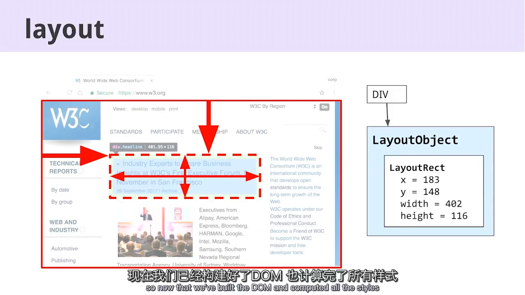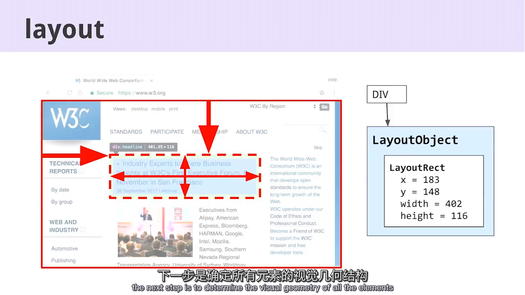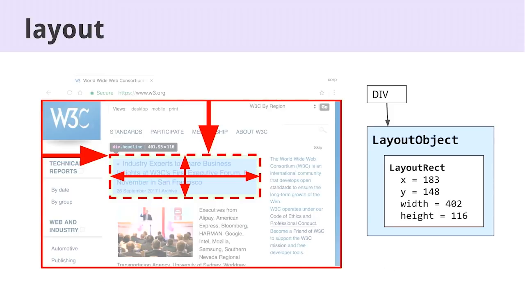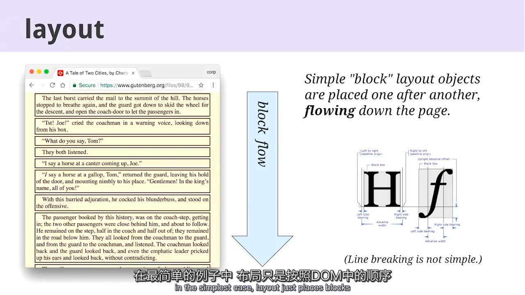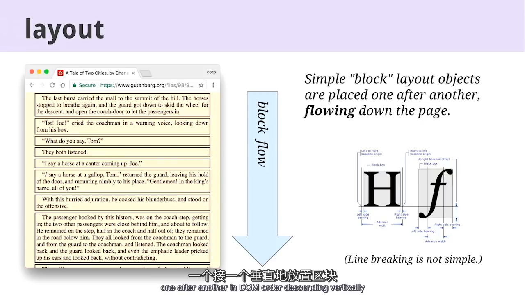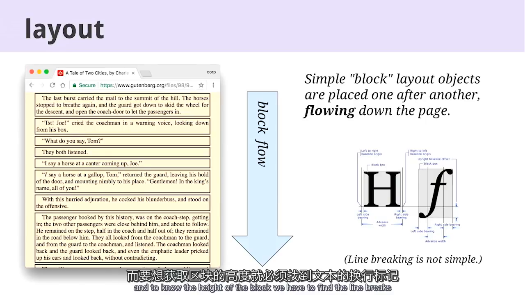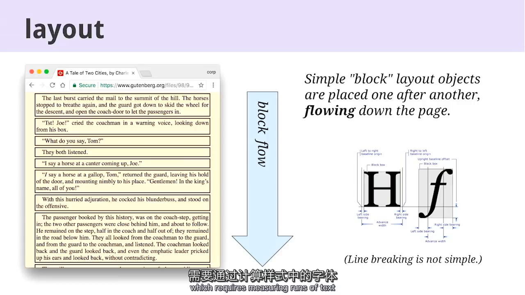So now that we've built the DOM and computed all the styles, the next step is to determine the visual geometry of all the elements. So for a block level element, we're computing the coordinates of a rectangle corresponding to the geometric region of the content area that that element occupies. In the simplest case, layout just places blocks one after another in DOM order, descending vertically. We call this block flow because the blocks flow down the page. Although note that even the simple case has a fair amount of complexity because each block's position depends on the height of its predecessor. And to know the height of a block, we have to find the line breaks, which requires measuring runs of text using the font from the computed style. So this all happens as part of layout.